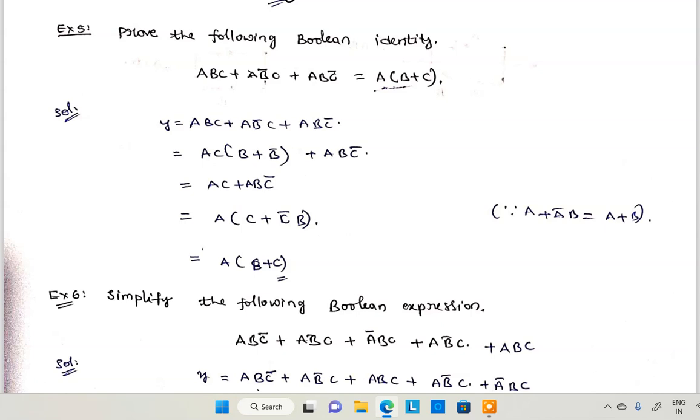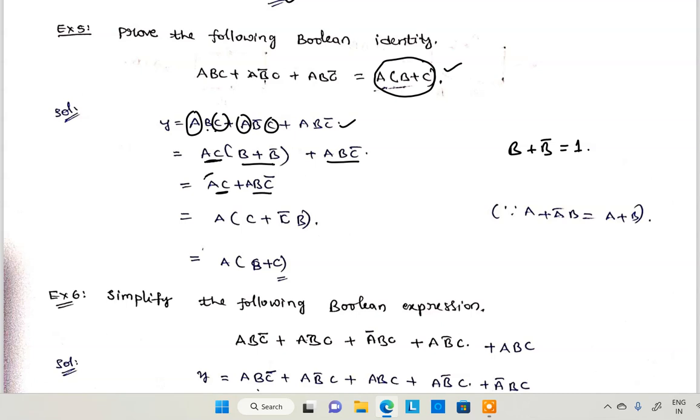So ABC plus A bar C plus ABC is equal to A into B plus C. So in this case, ABC, here you can write it as it is. These are the options they will provide. So I can take the common of A and C, right? A and C. Once I take the common, B plus B bar. So remaining thing as it is. B plus B bar is equal to 1. I can replace it here.